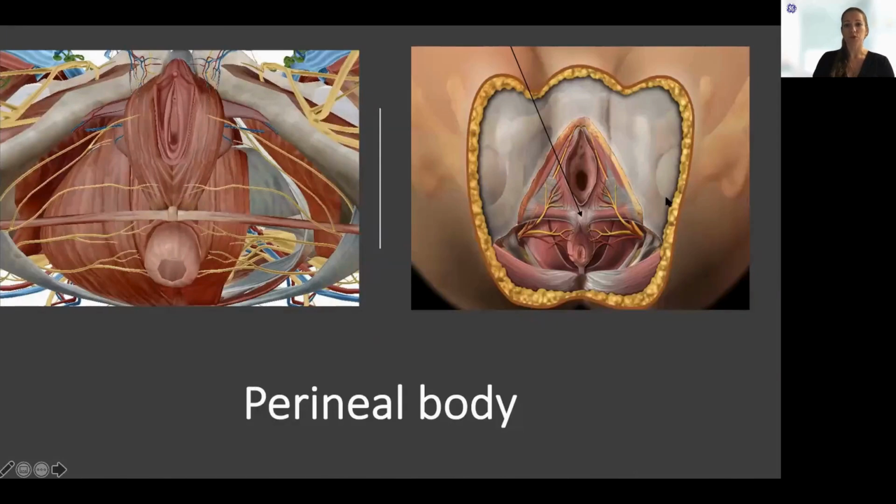The perineal body, which you see here, is a very important part of the pelvic floor, and it supports the pelvic floor structures. The perineal body consists of the bulbospongiosus muscle, levator-ani muscle fibers, the external sphincter, and the superficial transverse perineal muscle.